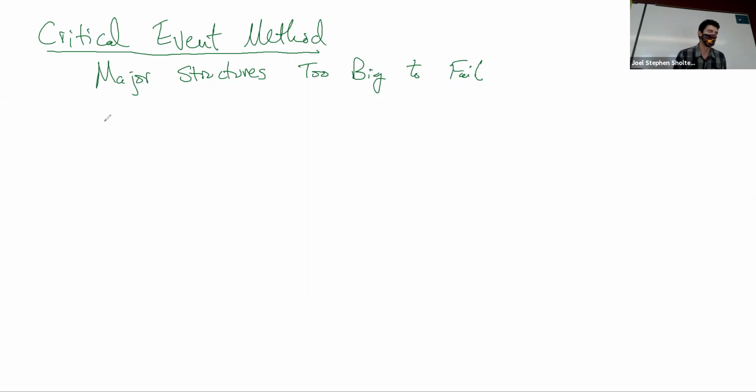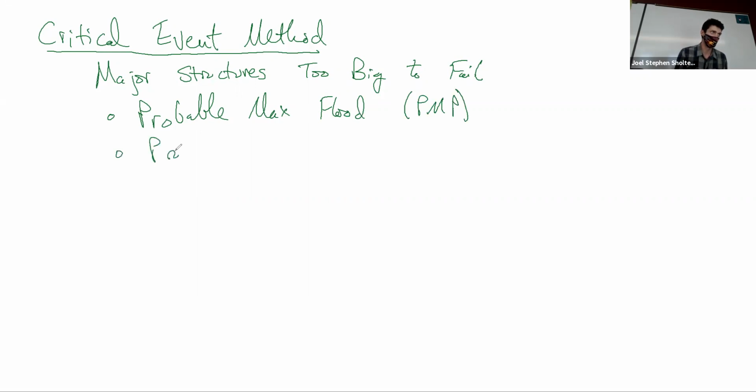And so there's two different ways to think about this. One is calculating the probable maximum flood, also known as the PMF. And then we also have the probable maximum precipitation. Sorry, I can't spell. This is the PMF, and this is the PMP. So this would be your nuclear power plants.